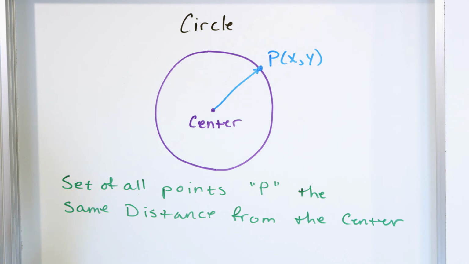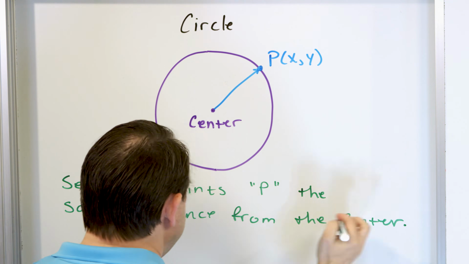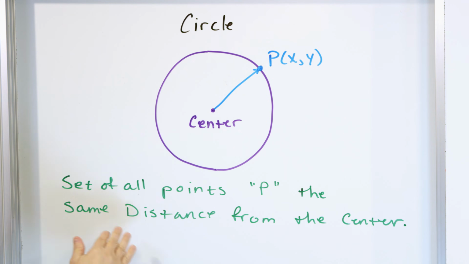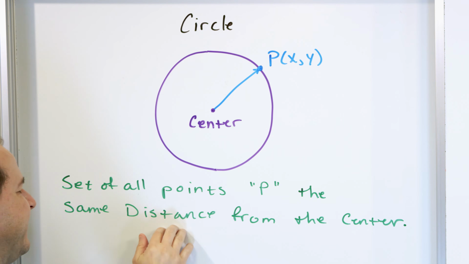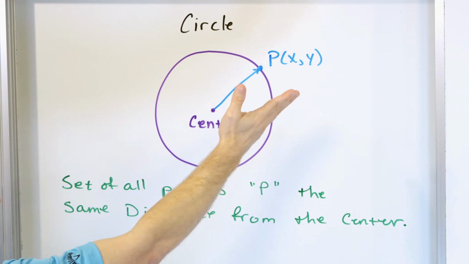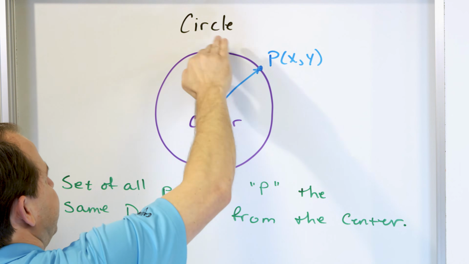Okay, and so a way that you can write this in terms of a definition, I mean, this is in words a definition, right? This makes sense. This is what you all know a circle is. It's the set of all the points the same distance, that means the same radius, from the center of the circle. You all know that the points P are all the same distance away from the center.